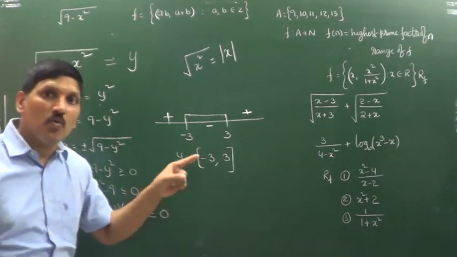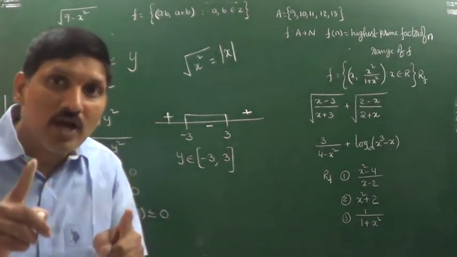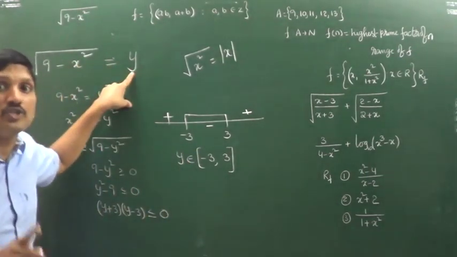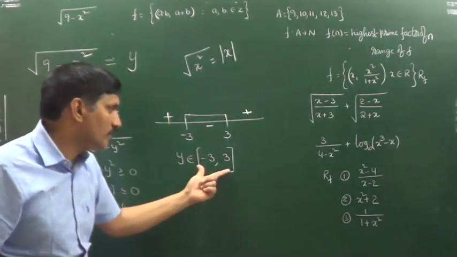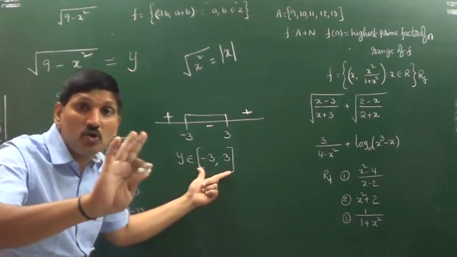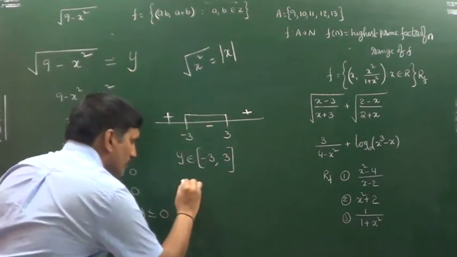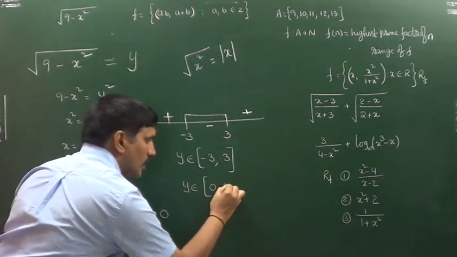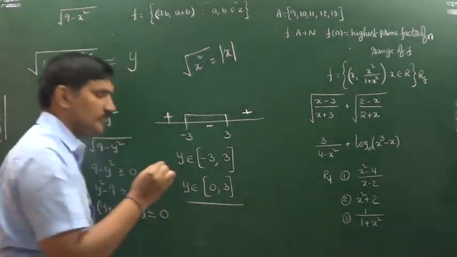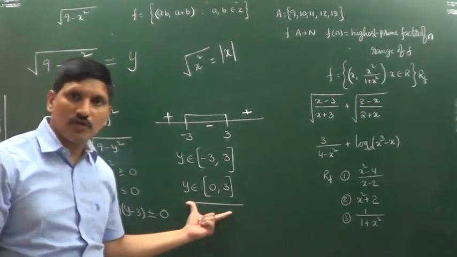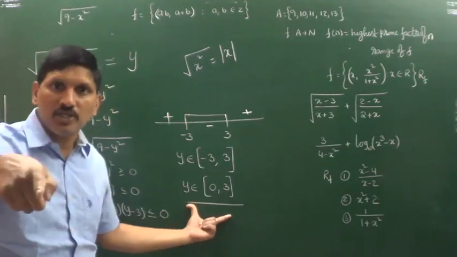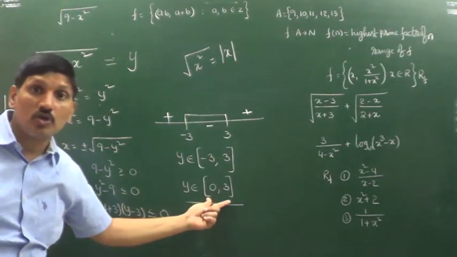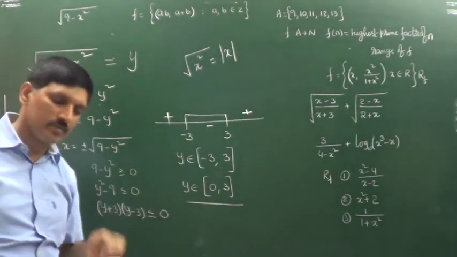But what information do we have? The y values must be positive. Whatever negative values are there, don't consider them. That's why we can say y belongs to closed interval 0 comma 3. So that is the range of the function. The y values are nothing but the range. That's why this function's range is equal to closed interval 0 comma 3. Clear? Right.